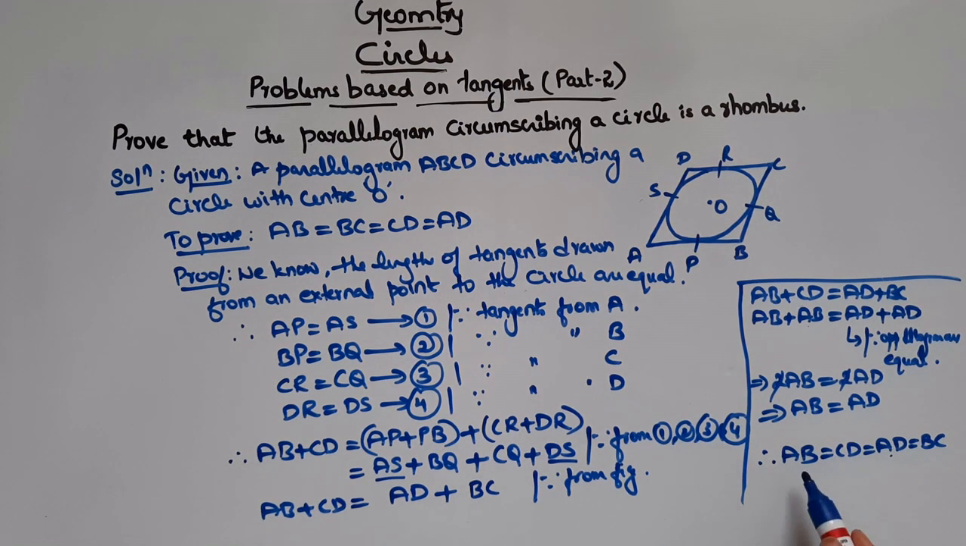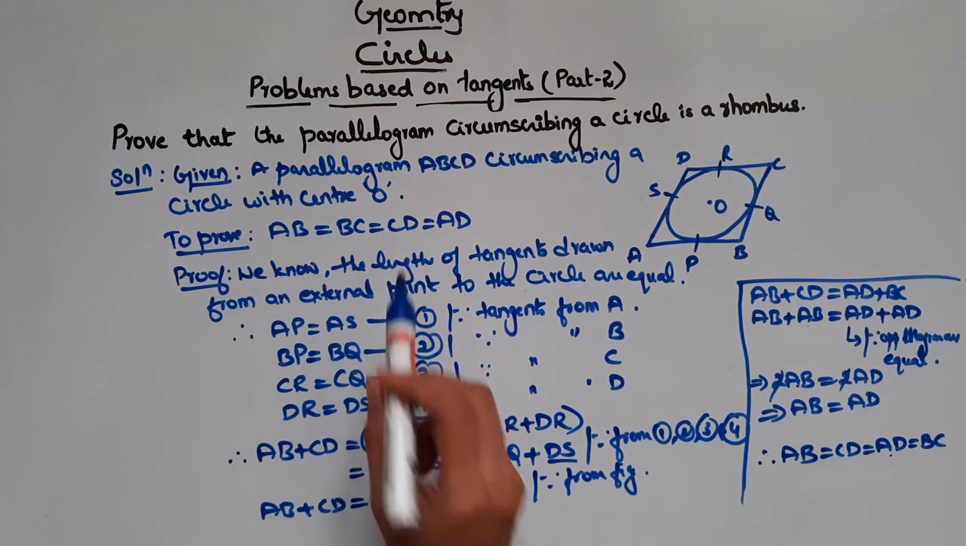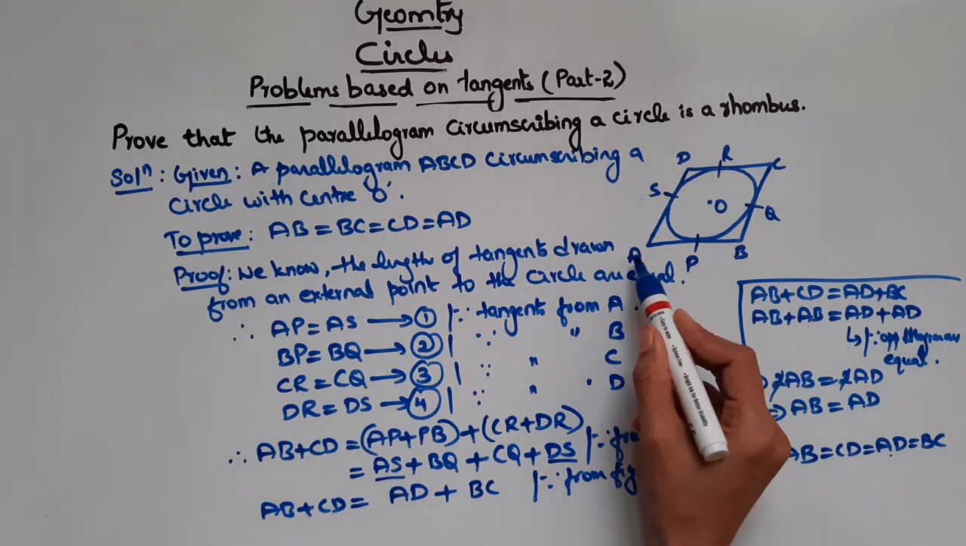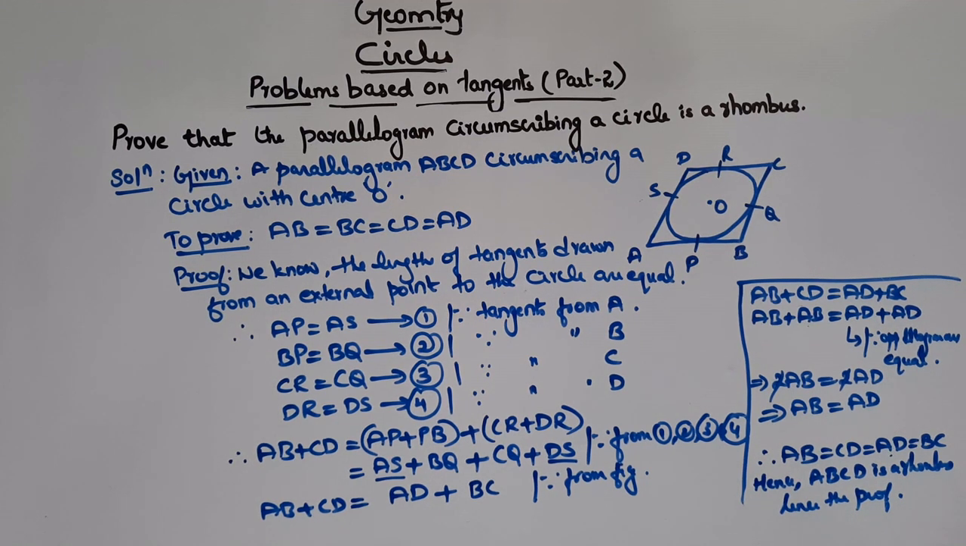Right? Now we have AB is equal to CD, which is equal to AD, which is equal to BC. We had to prove this, right? So hence we can say this parallelogram ABCD is a rhombus. So hence ABCD is a rhombus. Hence the proof. I hope this is clear.